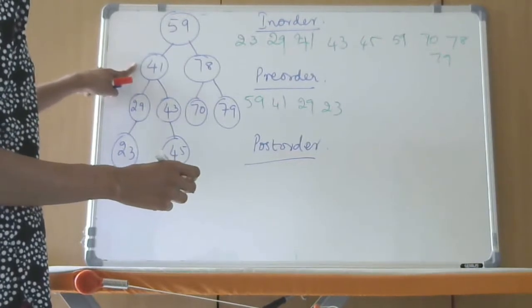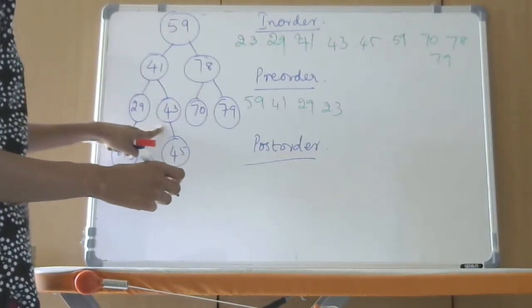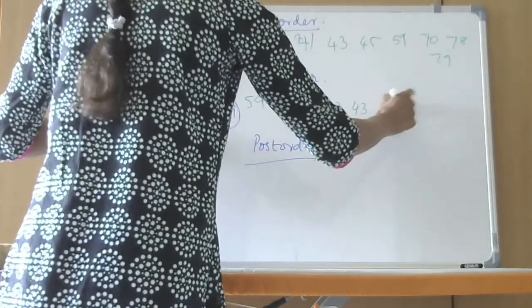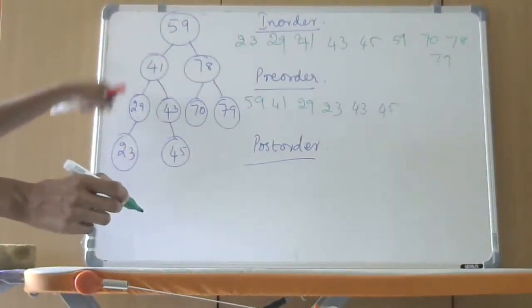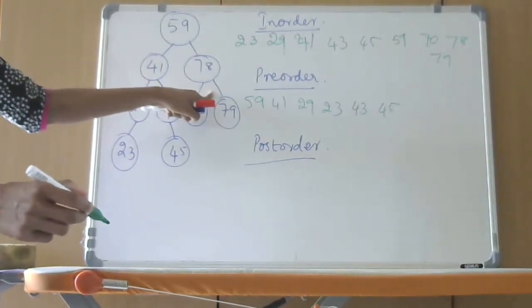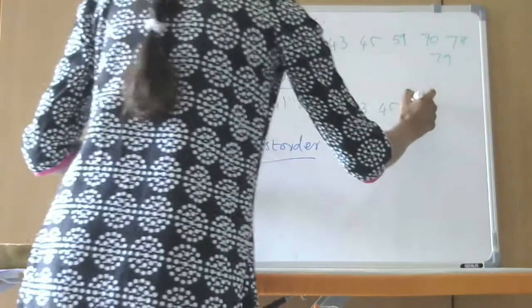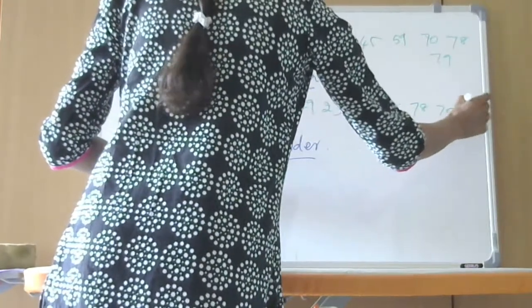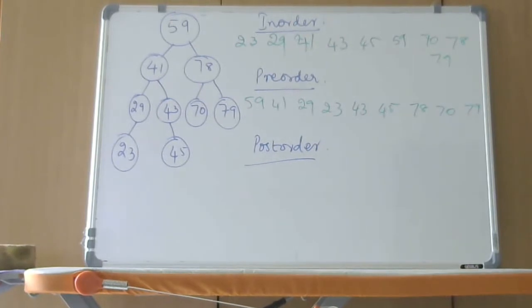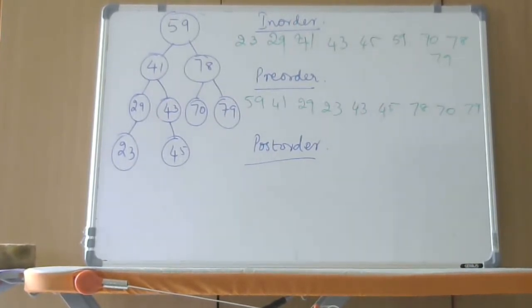There is no right. I'll go back. Here there is right. So again here 43 is a root. There is no left, so I'll write the right. So I'll go back. Left is over. Root is over. Left is over. Now I come to right. In right also root, left, right. So 78, 70, 79. That is your pre-order: 59, 41, 29, 23, 43, 45, 78, 70, 79.